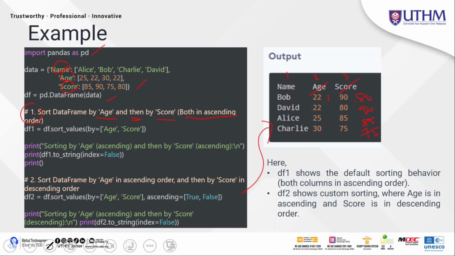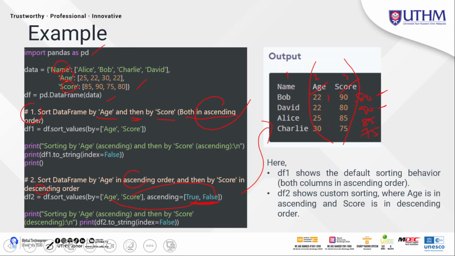For example, in this case, we have age 22 twice, right? So among these two, whoever's score is the lowest will be the first one, and the highest will be the second one. So that is how we do it for both ascending. In case one is ascending order and the other is descending order, this will be the answer. Can you see the output? Ascending true and false. So you can declare over here one is true, one is false, which means age will be true and score will be false. So the final output will be based on age in ascending order and score in descending order.